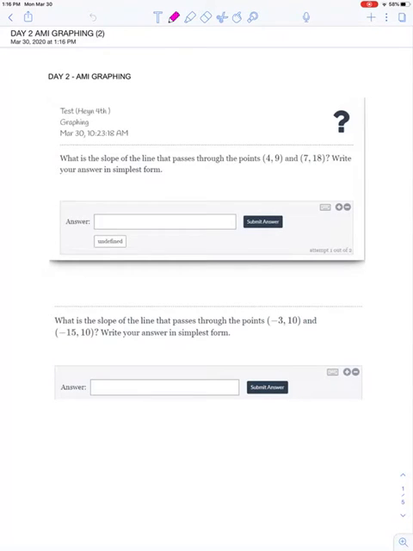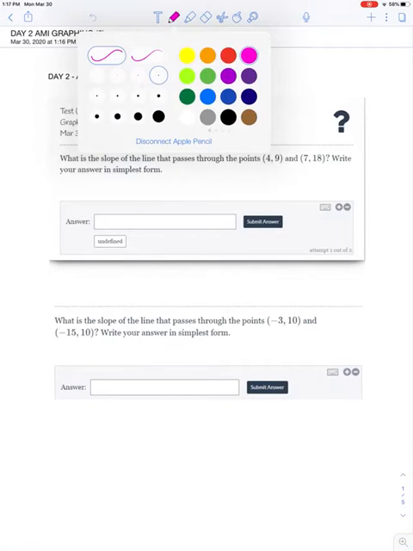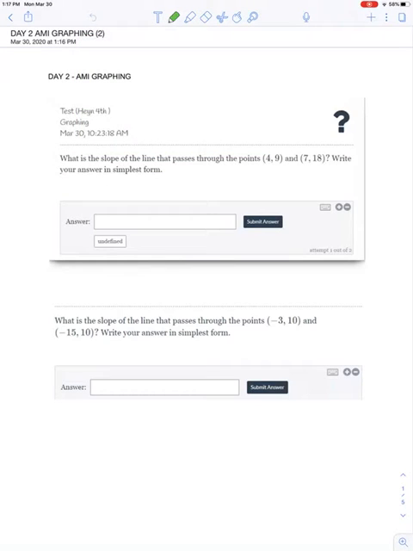Okay, I'm going to create some videos here to help you out through those first 2 lessons before spring break, in case you were confused. So this is going to be your day 2 AMI graphing.